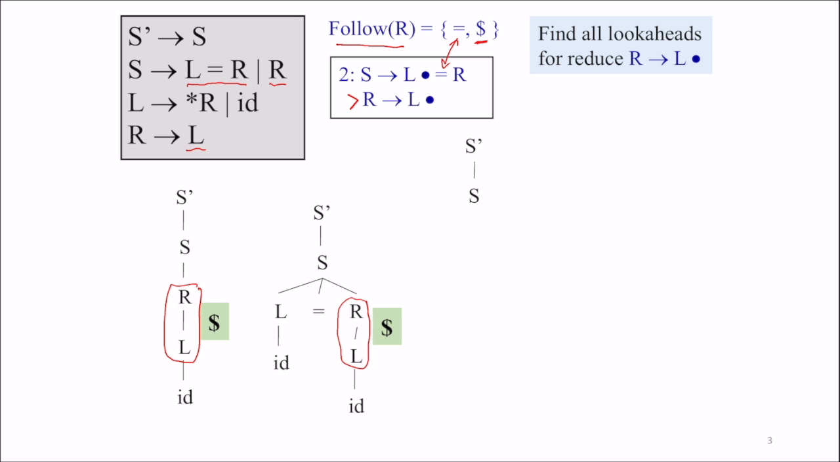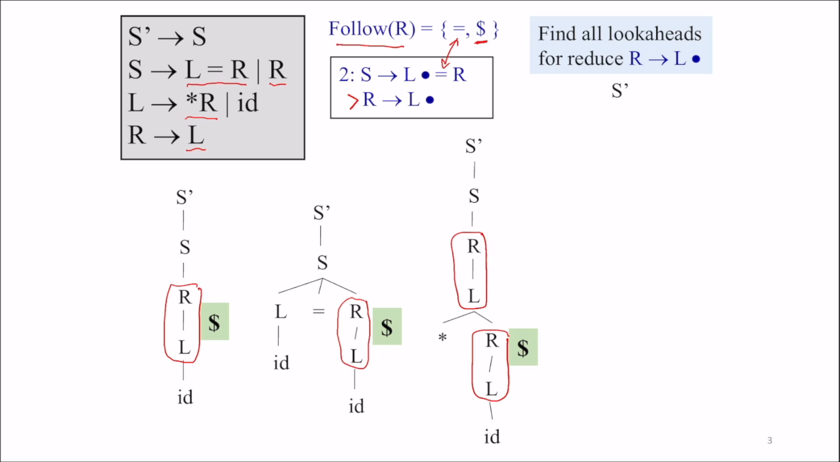Now let's look at another one. S prime goes to S. S goes to R. R goes to L. L goes to star R. So I'm using this rule for the first time. And then R goes to L and L goes to ID. So there are two reductions of R goes to L, this one and this one. And they're both on the right edge, so they both use dollar. So still no equal to yet.